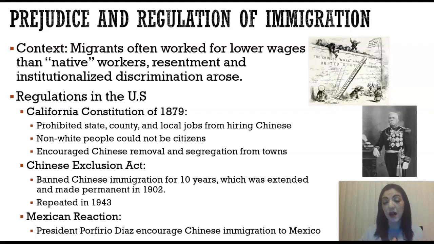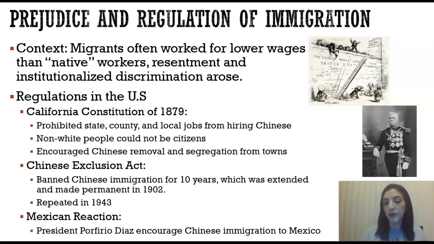And a lot of resentment is going to come from them because Africans, Mexicans, Chinese, Japanese, all of these other immigrants, Irish especially also, are going to do the jobs a lot cheaper than these Americans are. And so the employers are going to give the jobs to whoever is going to do the job cheaper. And so there's going to be huge amounts of discrimination between these two or many of these sections. So, for example, in the US, you're going to have the California Constitution of 1879. In this constitution, it actually prohibited state, county, and local jobs from hiring Chinese workers.